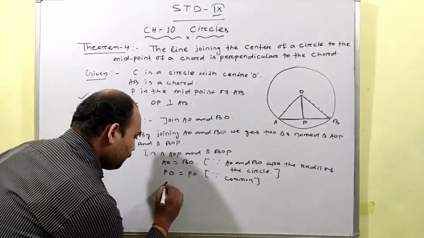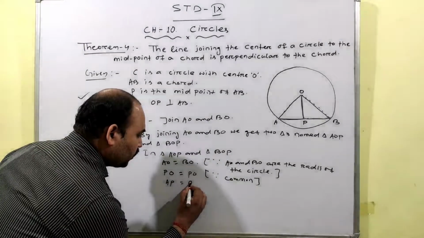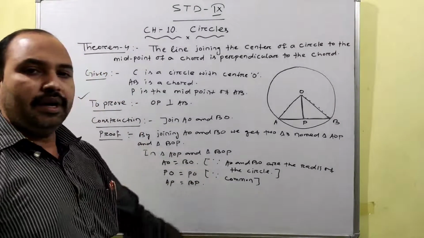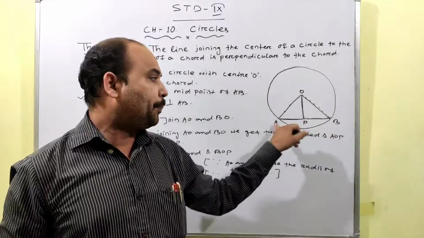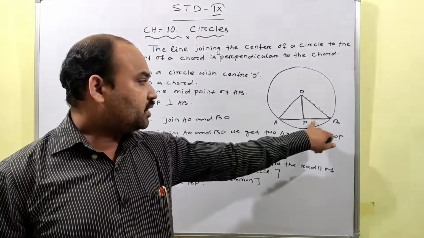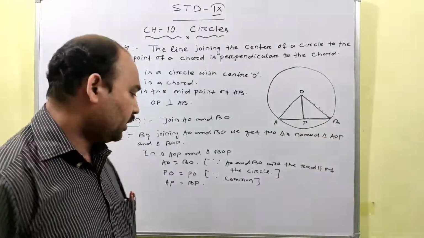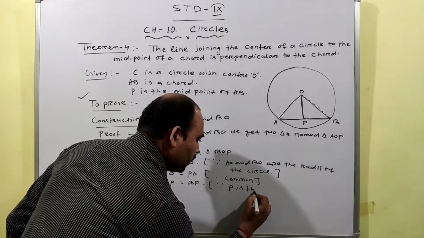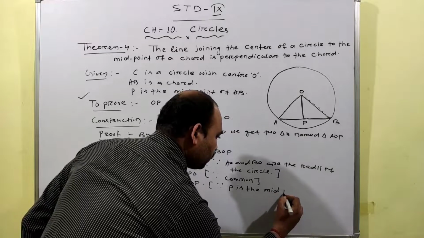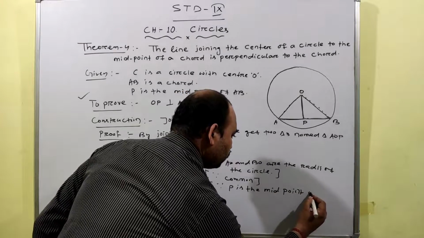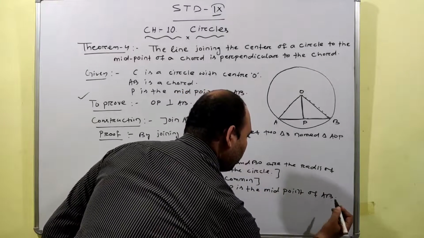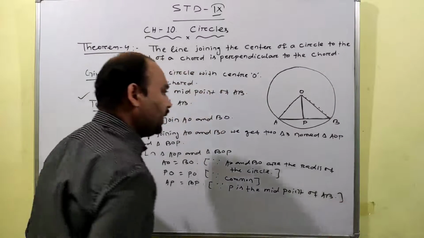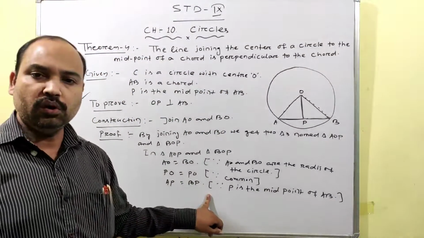Why AP equal to BP? AP equal to BP because it is given that P is the midpoint of AB. P is the midpoint of AB. It is given. So write here. Why? Now P is the midpoint of AB. So AP equal to BP.